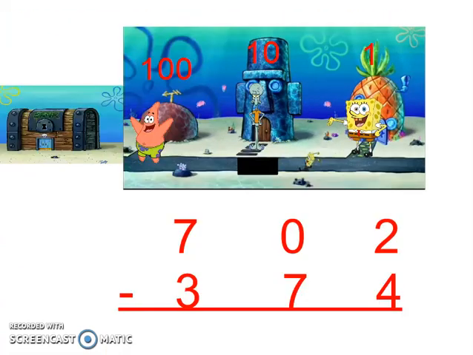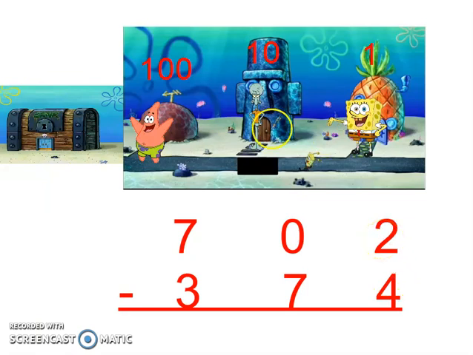So our first problem is 702 minus 374. We start in the ones column, 2 minus 4. Does SpongeBob need to trade? Does he need to borrow some money? Yeah, because with 2 you can't pay back a 4.